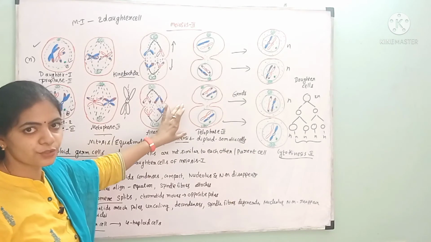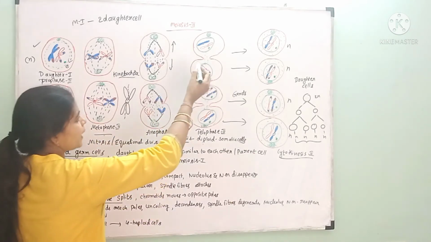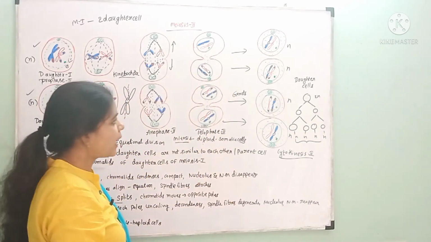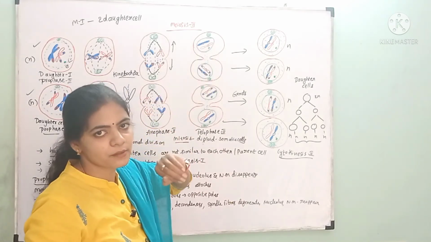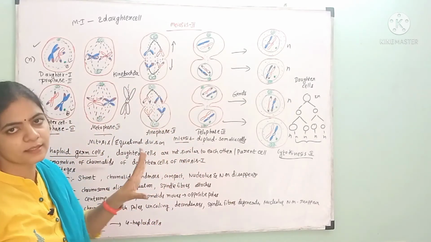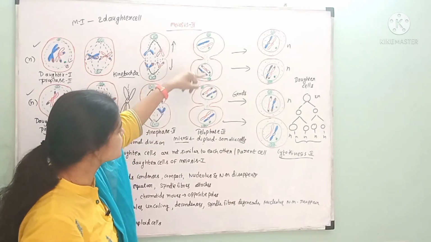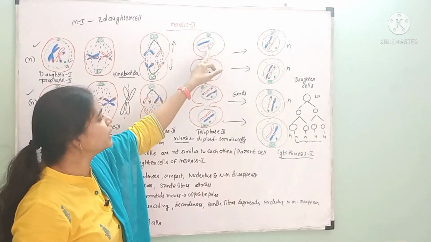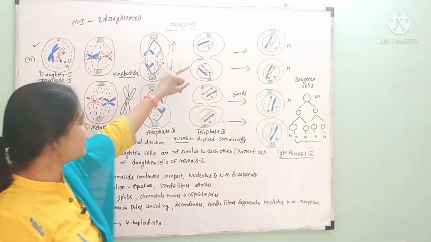Now the cell enters into telophase 2. In telophase 2, what will happen? The chromatids completely reach the opposite poles, and around these chromatids, the nuclear membrane and nucleolus start reappearing, and the spindle fibers completely disappear. So in telophase 2, the chromatids reach the poles, the spindle fibers completely disappear, the nuclear membrane and nucleolus reappear, and finally 4 haploid nuclei are formed.